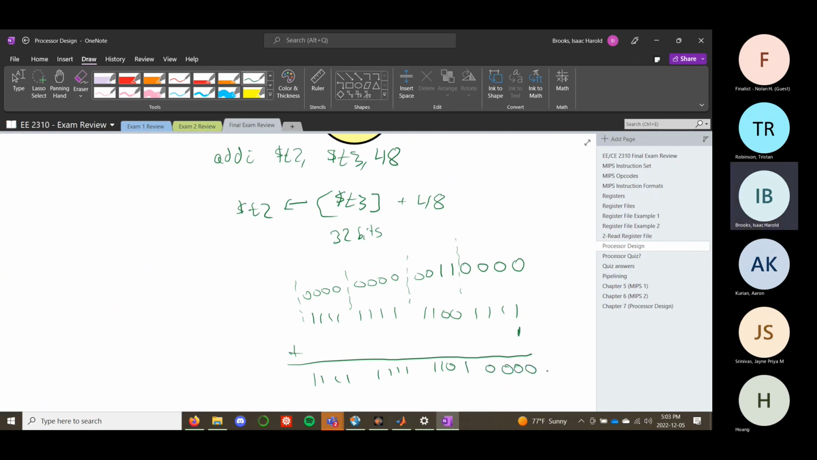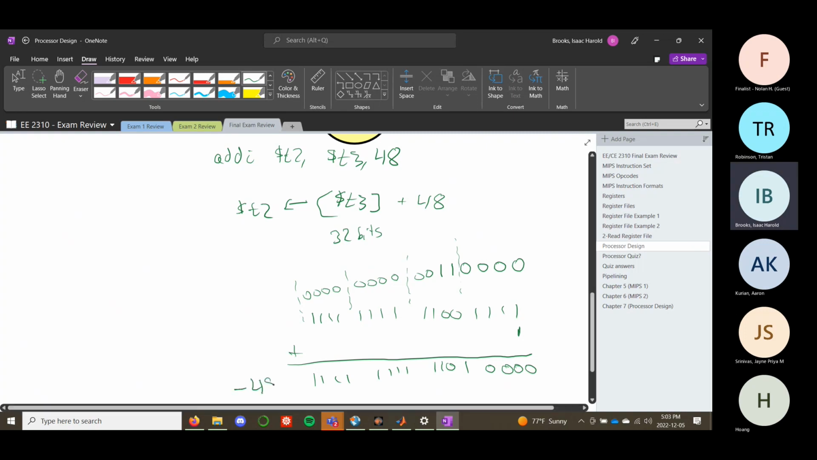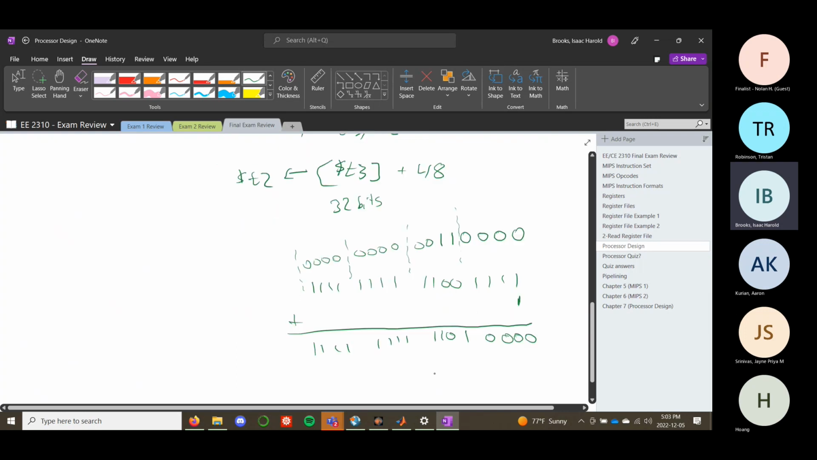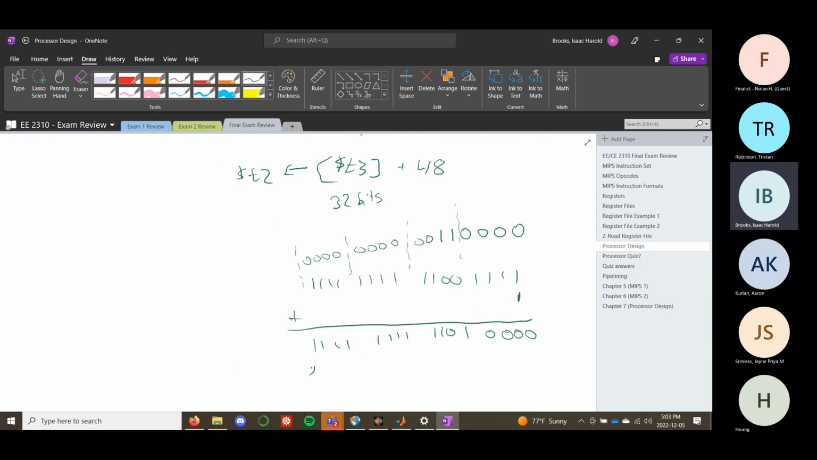I guess I kind of cheated there because I started from the left, but this is negative 48. Okay, we flipped all the bits and then we added 1. That's 2's complement. So this negative 48, you see in the 16-bit format, it has a 1. So you know this is a negative number.